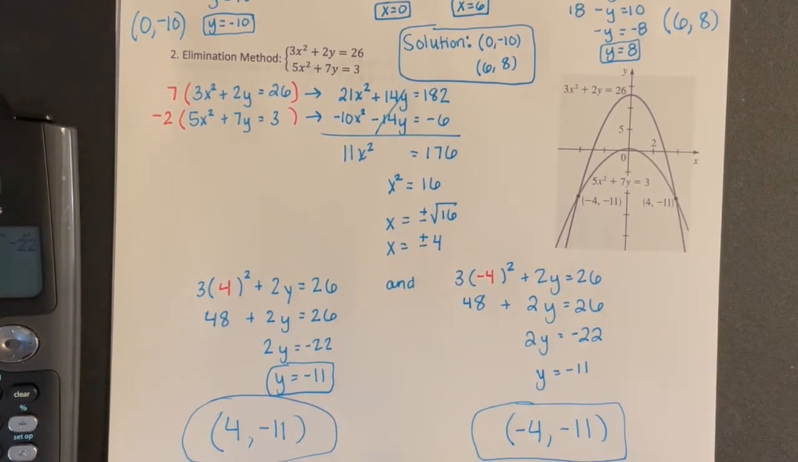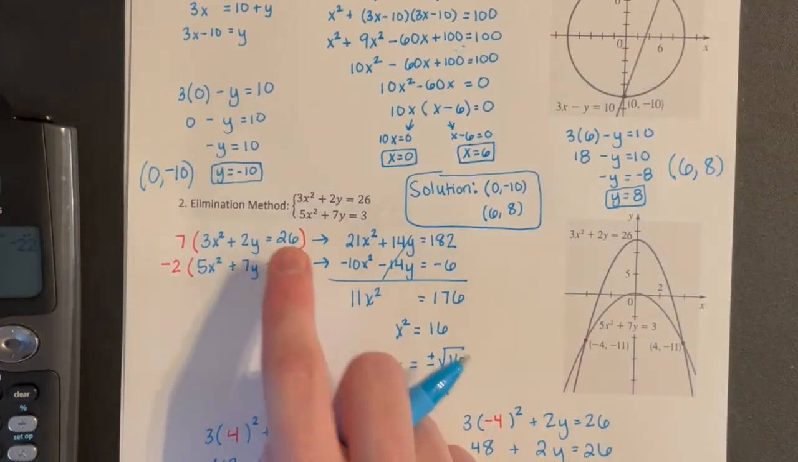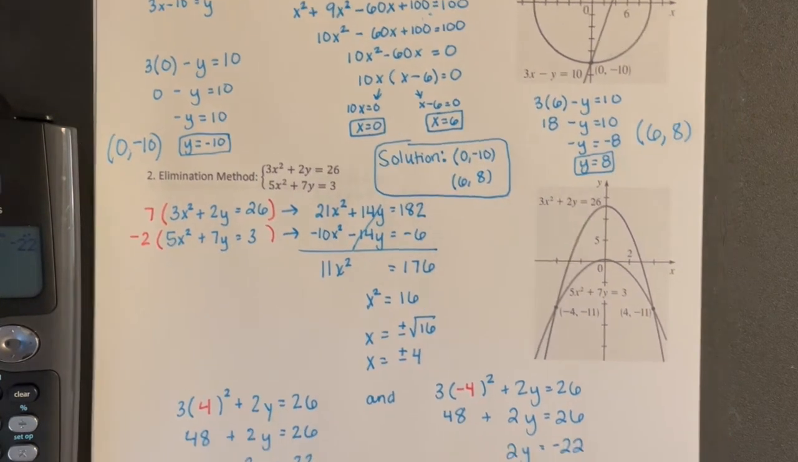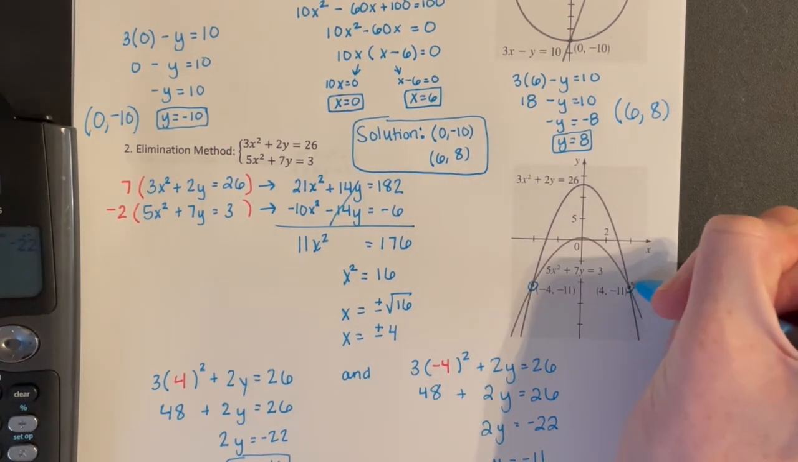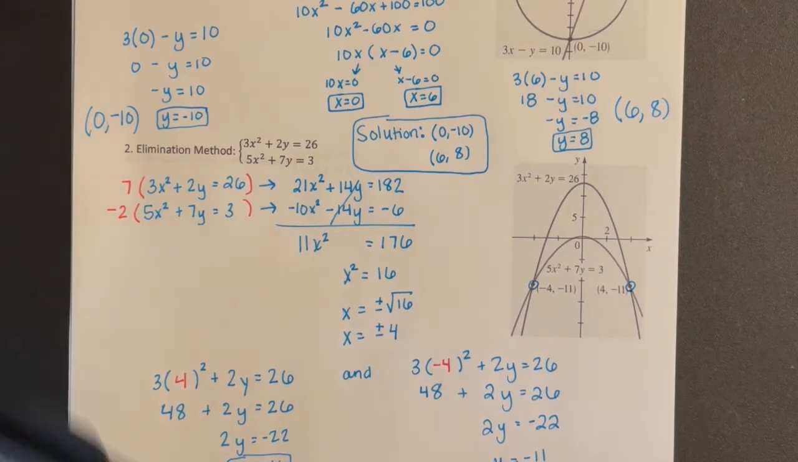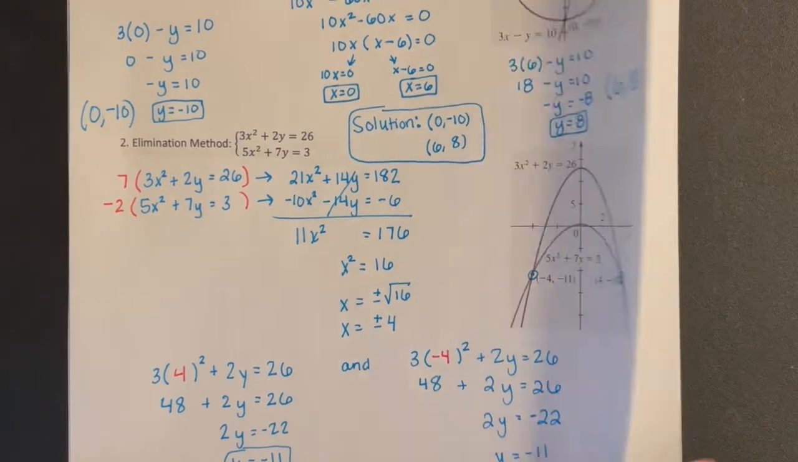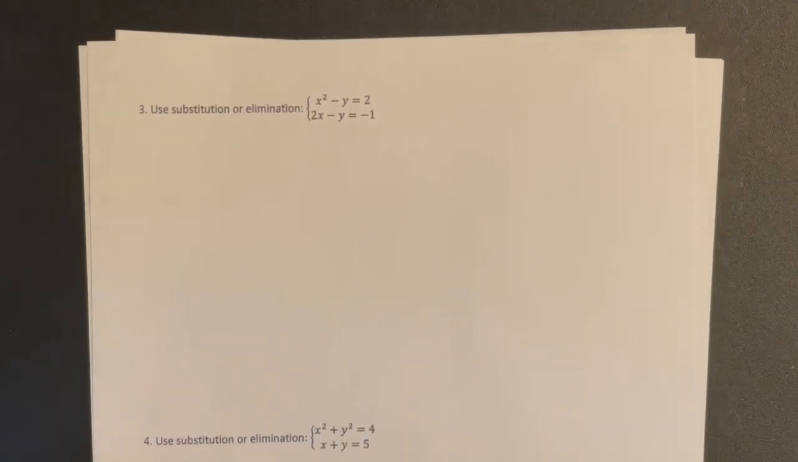Now this would have still worked if I had eliminated my x's first. You could have eliminated those, solved for y, but you would still plug y in to solve for both of the x values that we got. Graphically, we saw that those were the points negative 4, negative 11 and positive 4, negative 11. And you could try plugging those back into your original equations. You'll see that it does work. So let's try a few out. You can pause the video and do them on your own, or you can do them with me.